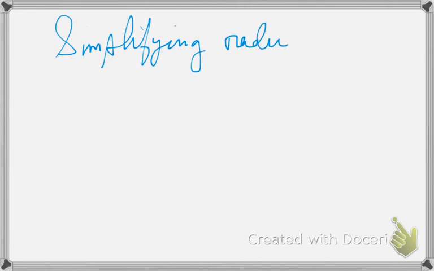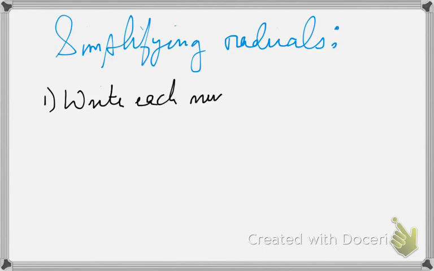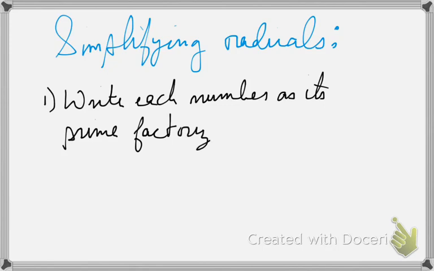So I understand perfectly. So when we are simplifying radicals, write each number as its prime factorization.